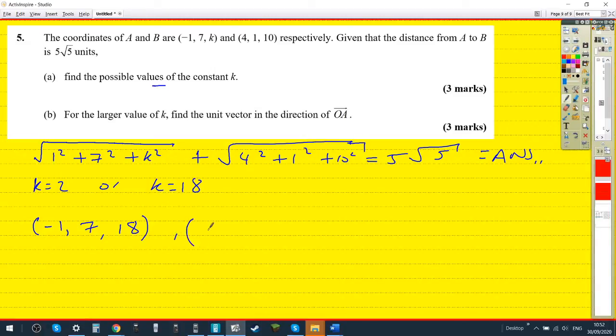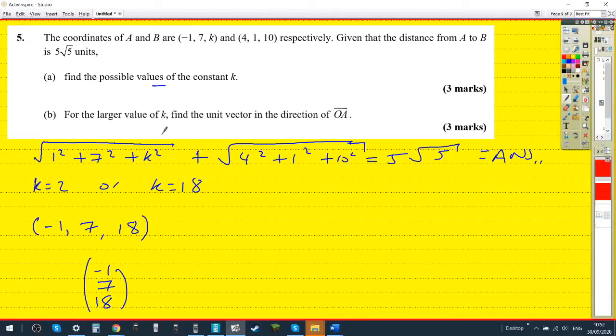And it says in the direction of OA. So that means from 0, 0, 0. Am I doing 0, 0, 0 plus -1 plus 7 plus 18? I think so. So would that be -1 plus 7 plus 18? Seems too easy for 3 marks though. Are we reading this right?